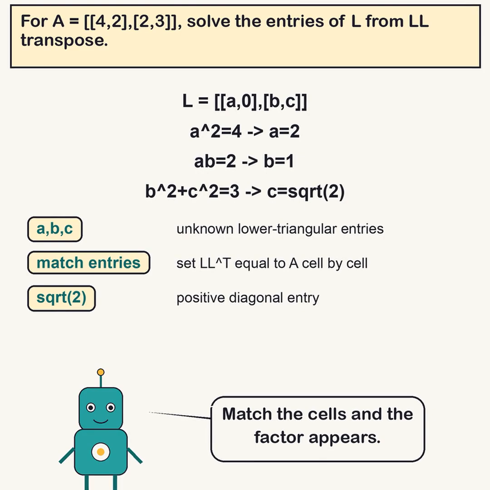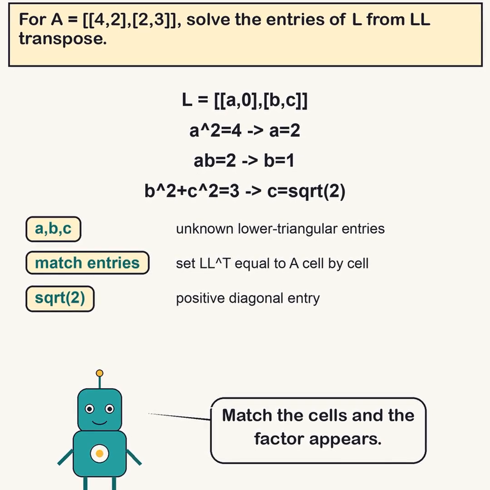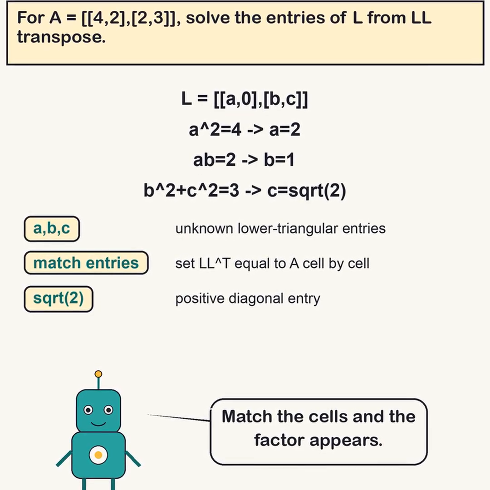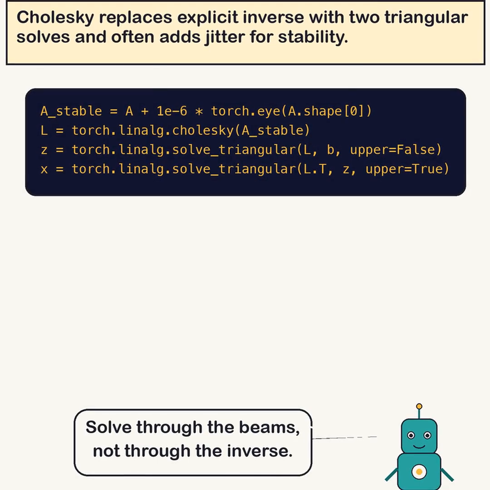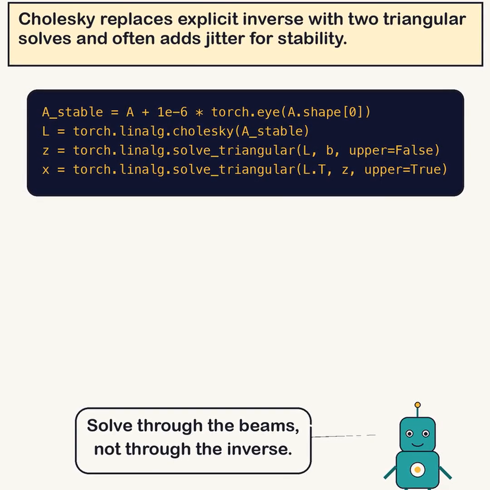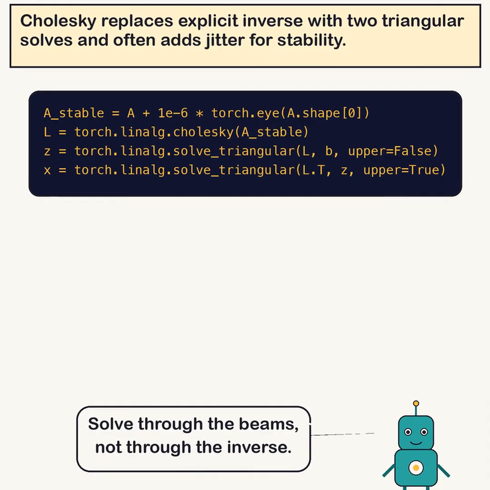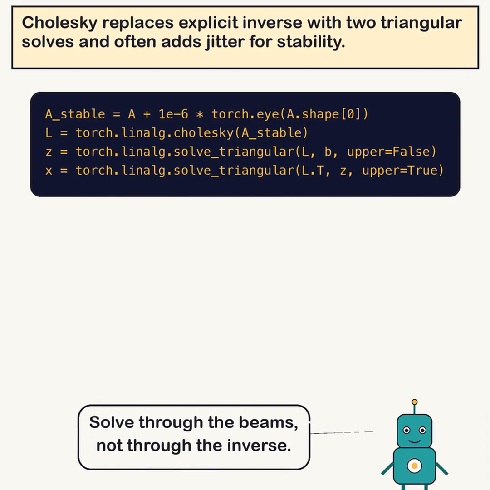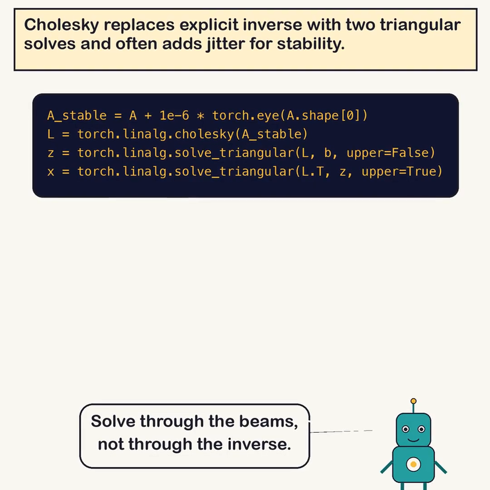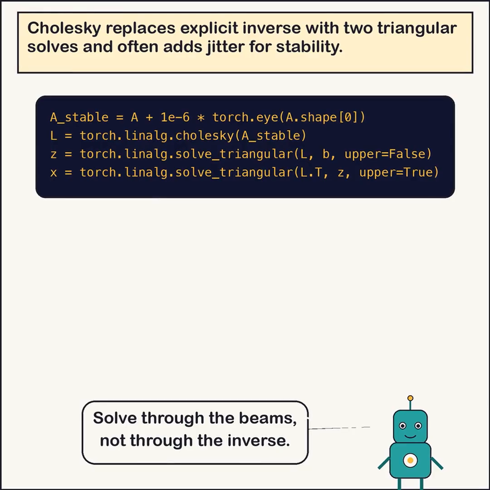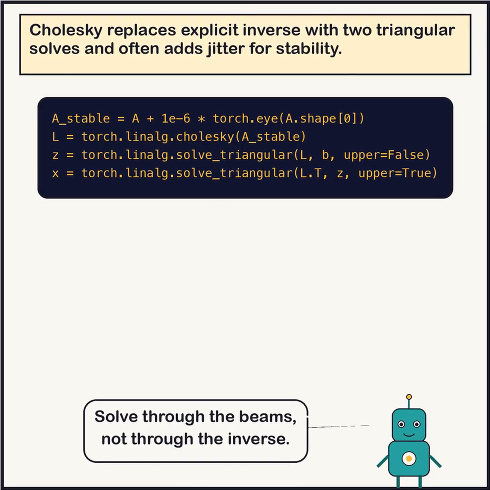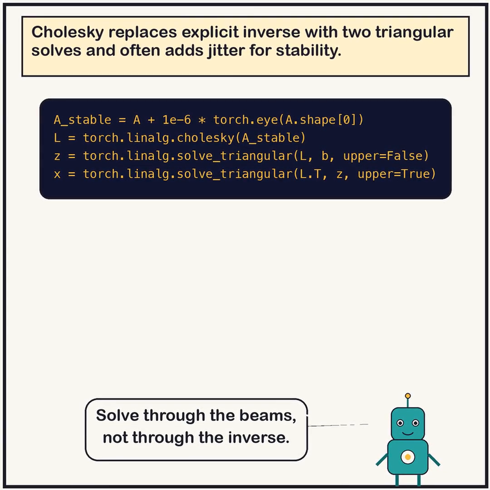Real-world analogy: solving the Cholesky entries is like fitting beams one by one so the finished frame matches the blueprint. In code, add a tiny diagonal jitter when a matrix is nearly positive definite. Then factor with Cholesky and solve two triangular systems instead of explicitly forming A inverse. Real-world analogy: adding jitter is like placing a thin shim under a table leg before doing precise work.